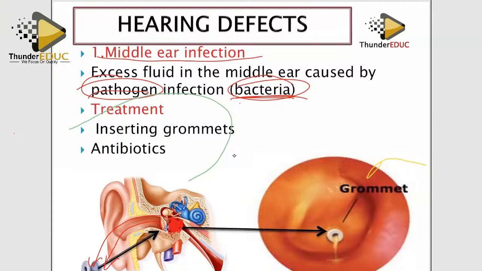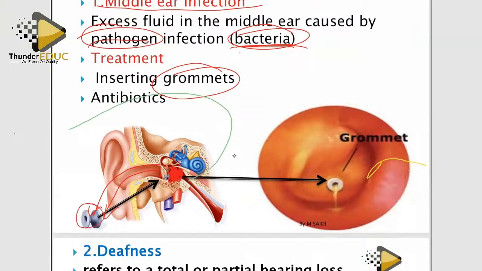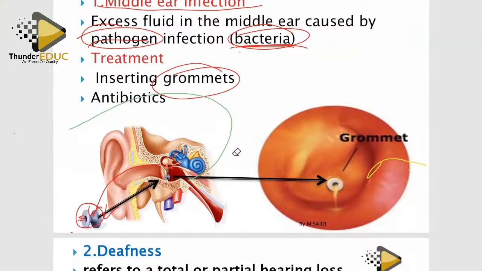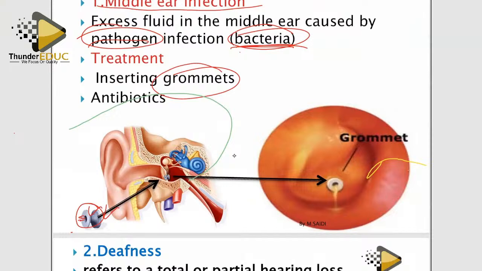How? You insert a structure called a grommet. The grommet looks like this. It has a hole inside and it has two parts. We cut your tympanic membrane, this is the tympanic membrane, and then we insert this grommet so that it connects this side and this side. And then the pus is able to move out.